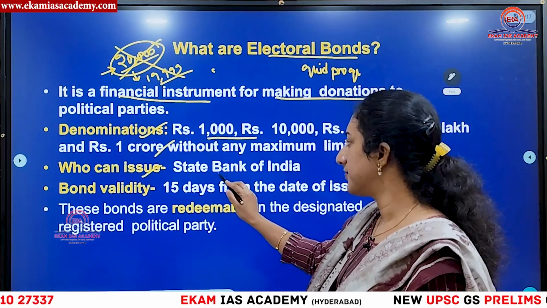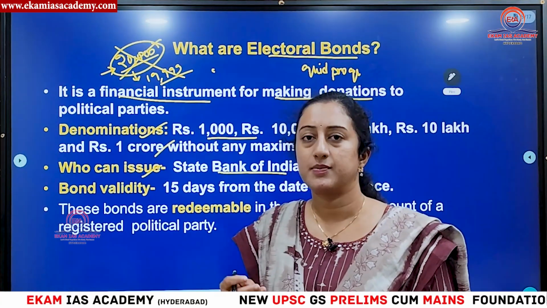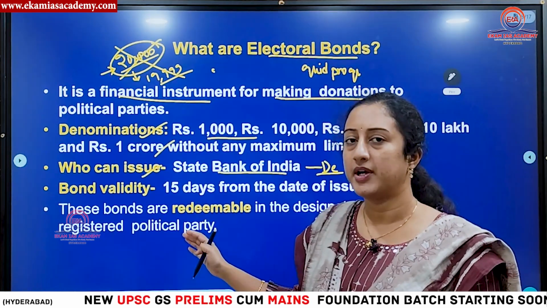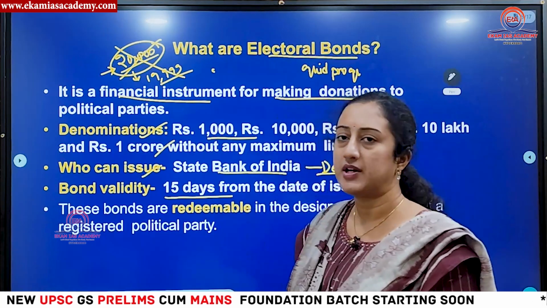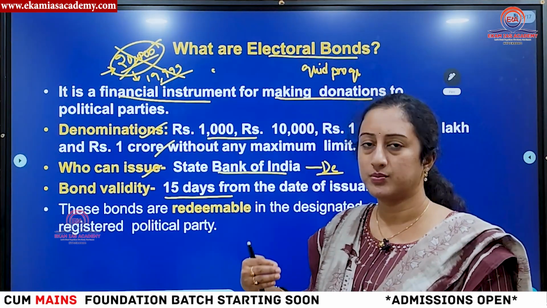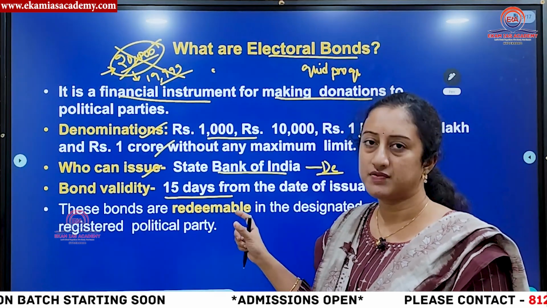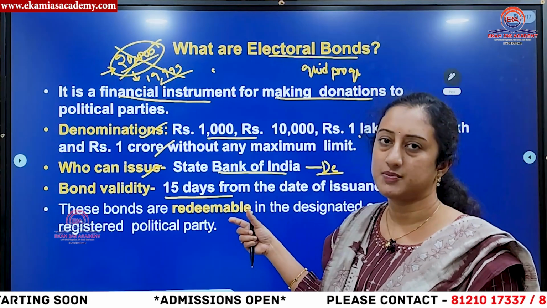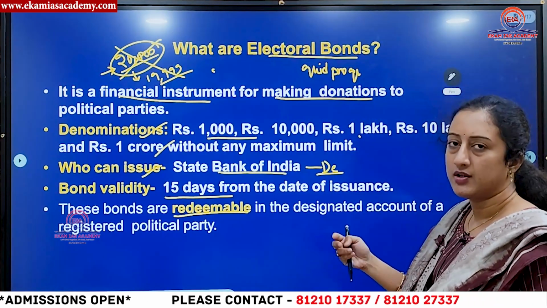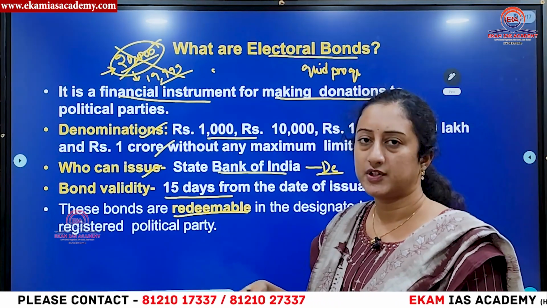Then who can issue? SBI authorized branches only, in different parts of the country. From there we can buy. When can you buy? There is a 15-day period. Every 4 months, there will be designated months like January, April, October. At that point of time, for a 15-day window period, these bonds will be open, and you can visit any of the designated SBI branches and buy the bond. Then these bonds are redeemable. That means after you buy, after that 15-day window period, every political party can encash the bond value that has been donated to them.